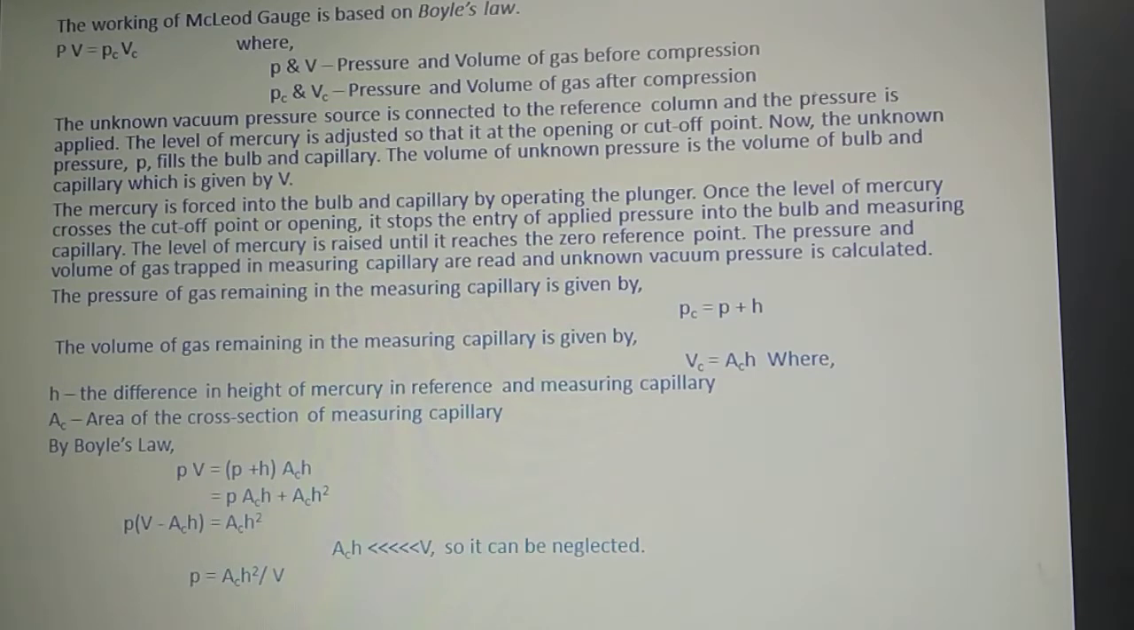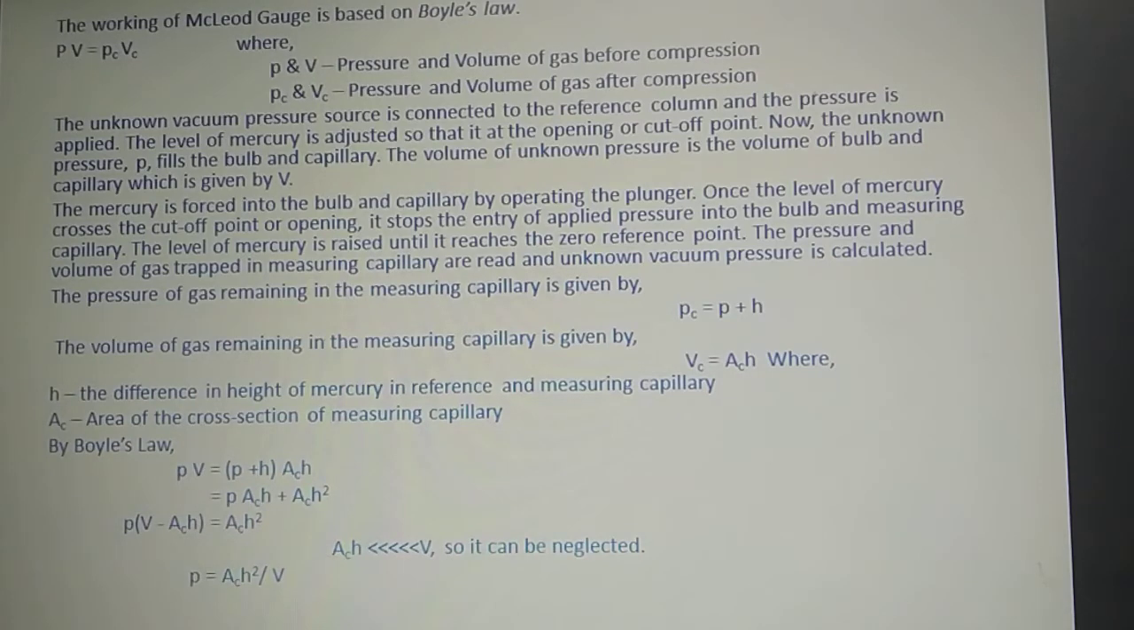And the actual operation of the McLeod gauge, or I can say the working of the McLeod gauge, is based on Boyle's law, which you already studied in the 11th and 12th standard. So what is this Boyle's law? Boyle's law gives the mathematical relation PV is equal to RT, or I can say P1 V1 is equal to P2 V2.